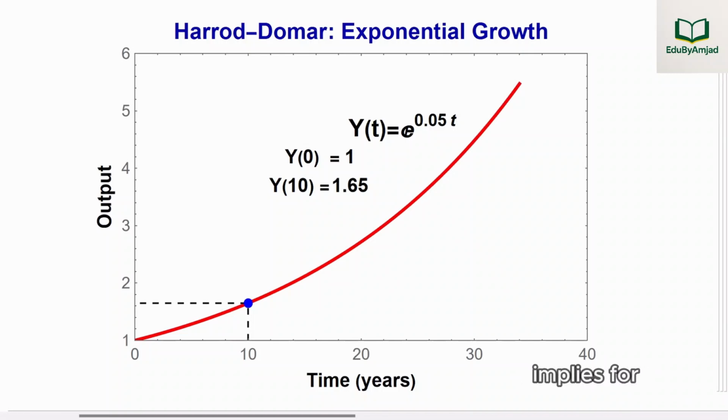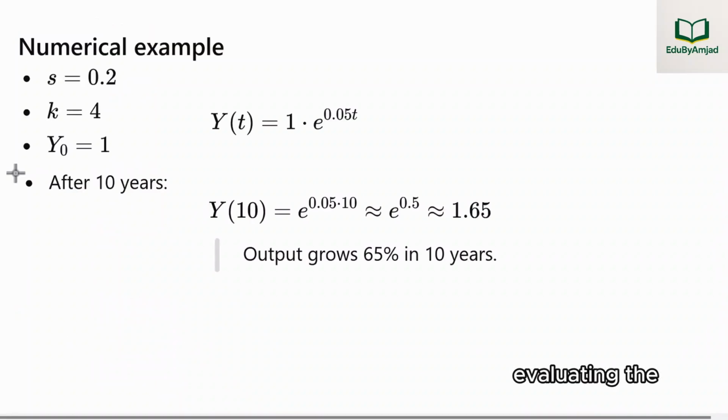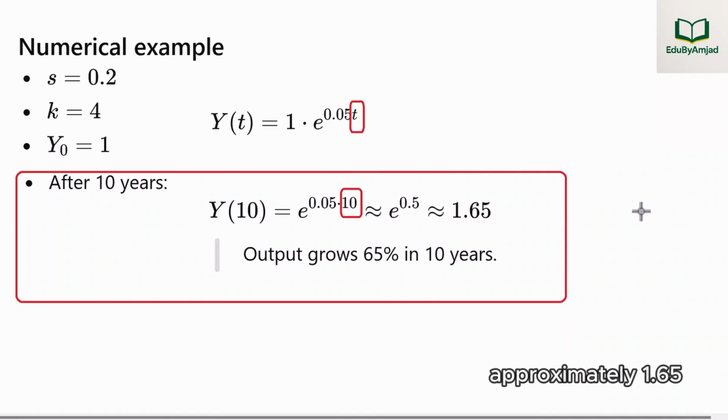This path implies, for example, that output grows by about 65% in 10 years. This is shown by the highlighted point on the curve, and it is confirmed numerically by evaluating the output function at time 10, where output equals approximately 1.65 units of currency.